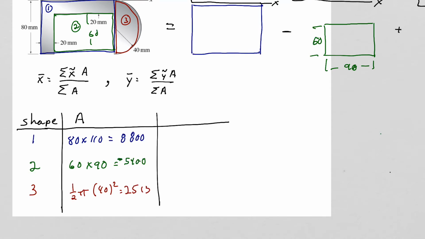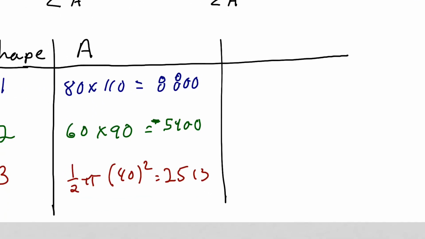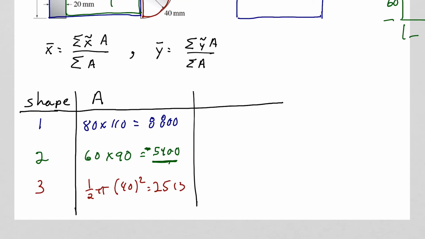Okay, so I've calculated the areas out on here. The one thing I want to point out is that you will see on here that this green area has a negative value, right? And that negative value is put in there because we are subtracting that area out. The next step is to find the x tilde, or the individual centroids.